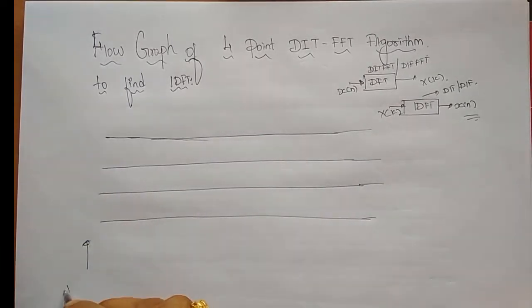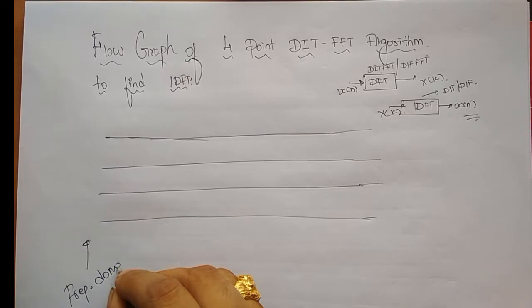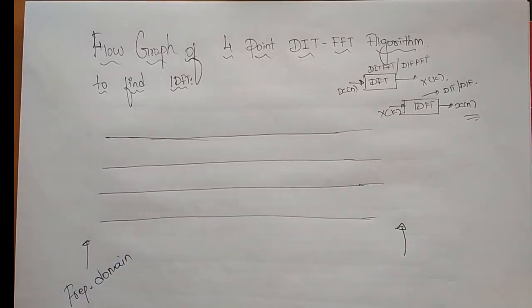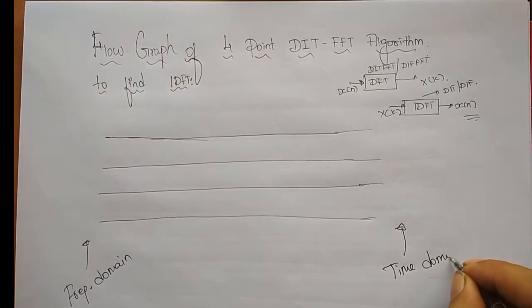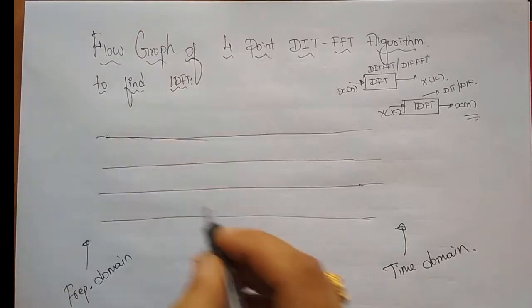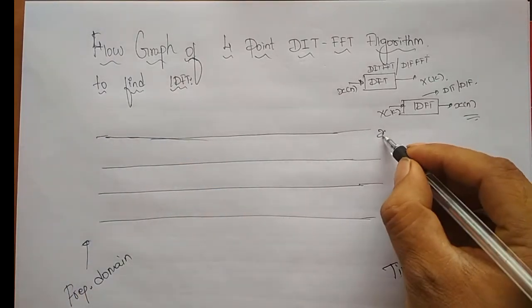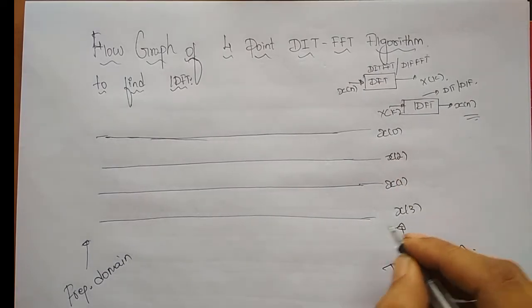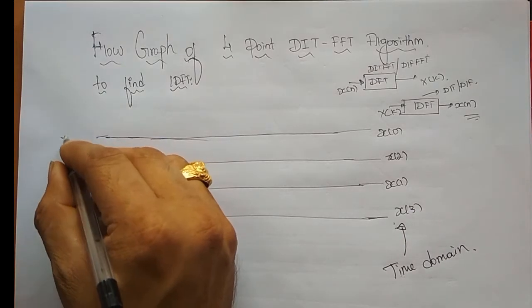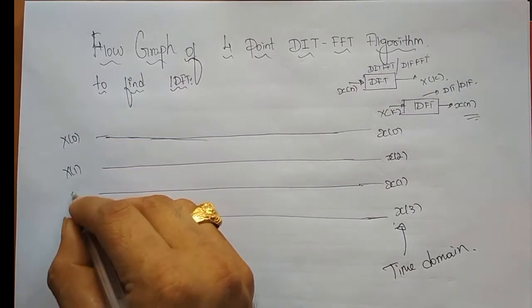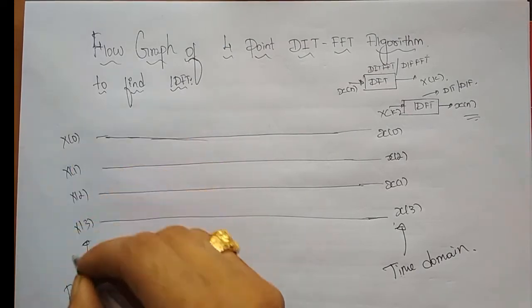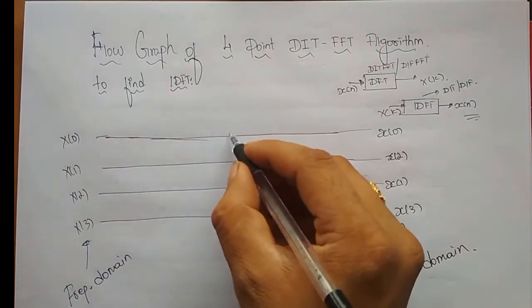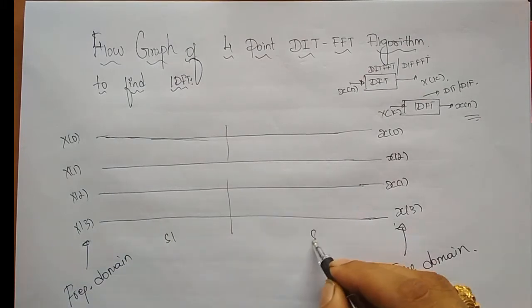Now here the input is in frequency domain, and the output is in time domain. Since it is decimation in time, the time has to be in decimated order: x of 0, x of 1, x of 2 and x of 3. And the input in frequency will be in the normal order: X of 0, X of 1, X of 2 and X of 3. Mind you, these are all capital X, these are all in frequency domain. We will be having two stages, stage 1 and stage 2.